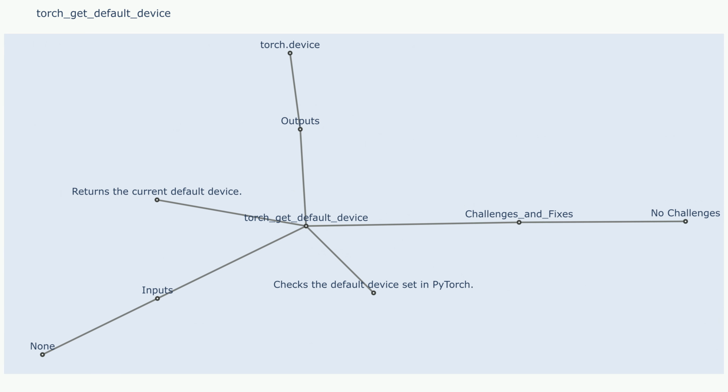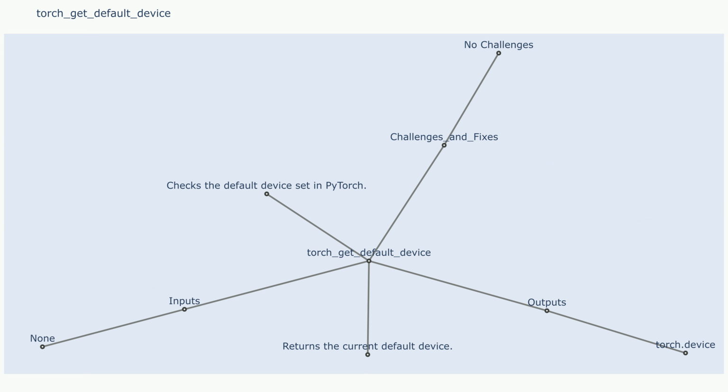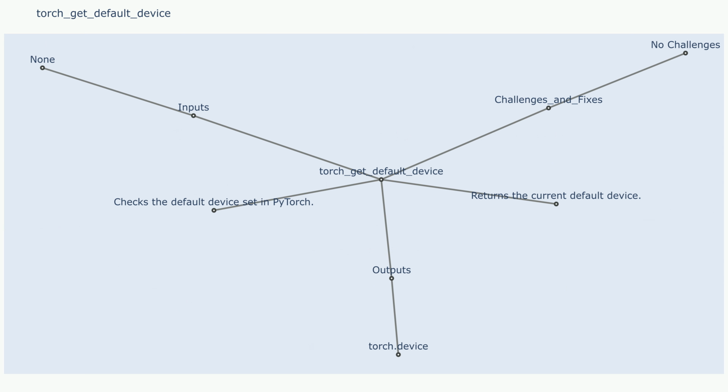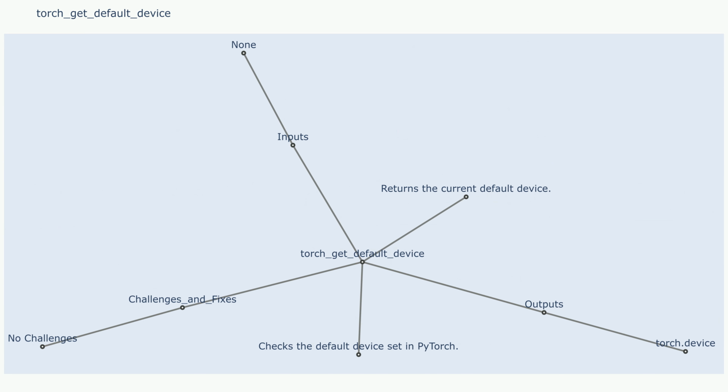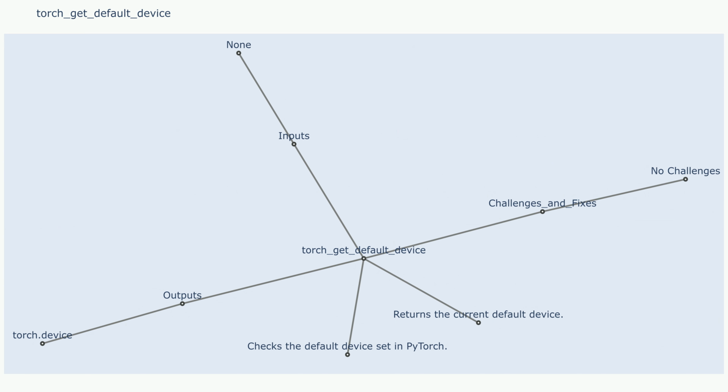Steps: check if a CUDA-enabled GPU is available. If yes, the default device will be set to CUDA. If no GPU is available, the default device will be set to CPU. Challenges and fixes. Challenge 1: the device returned by get_default_device might not be the device where you want to perform your computations. Sample use case that resulted in challenge 1: you might have a CUDA-enabled GPU available, but you want to perform computations on the CPU.